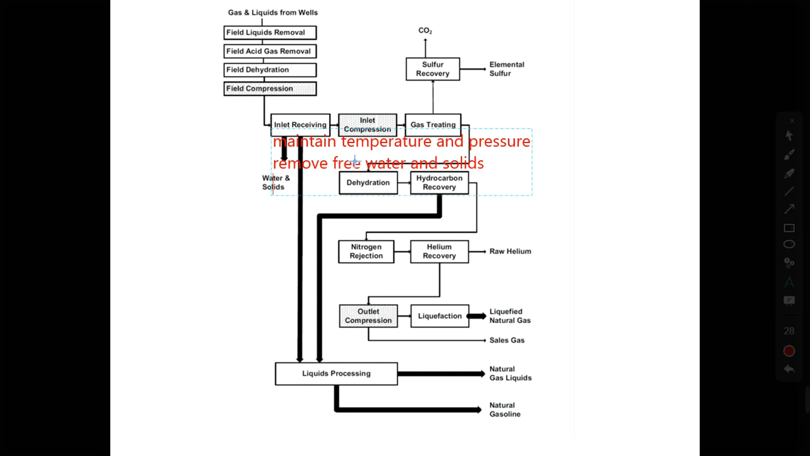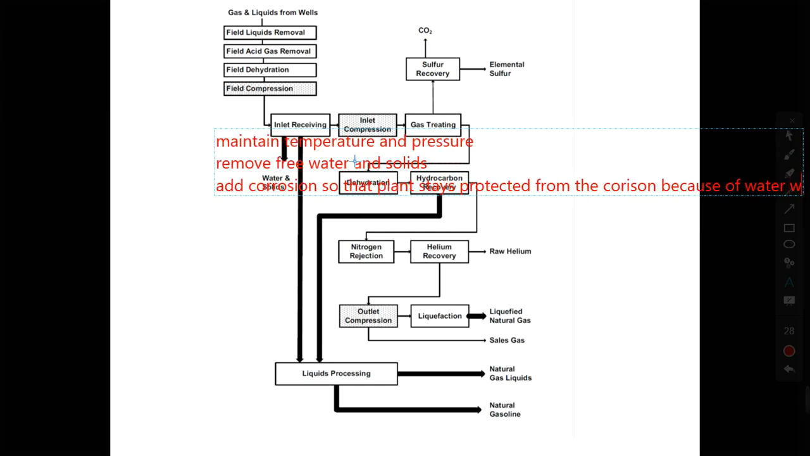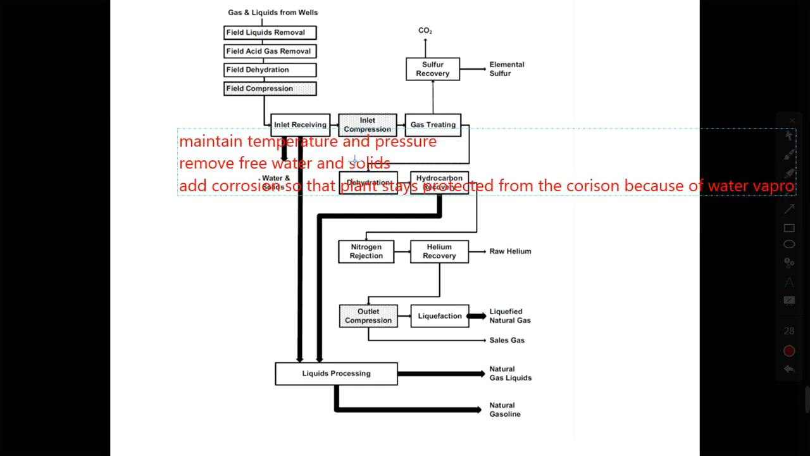There are water vapors also which can go, but we try to remove as much as possible the free water and solids, and we add corrosion inhibitors so that the plant stays protected from the corrosion because of water vapors. So these are the things that we do in the inlet receiving.